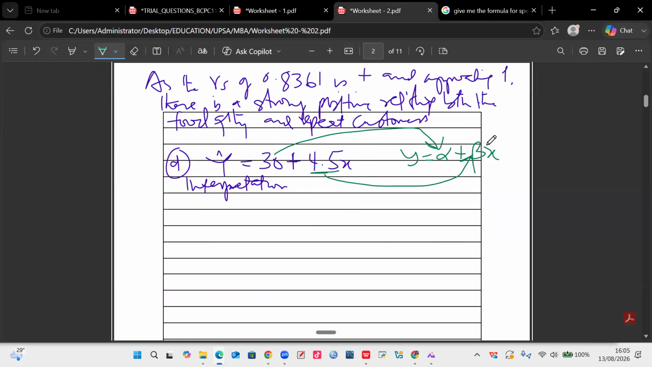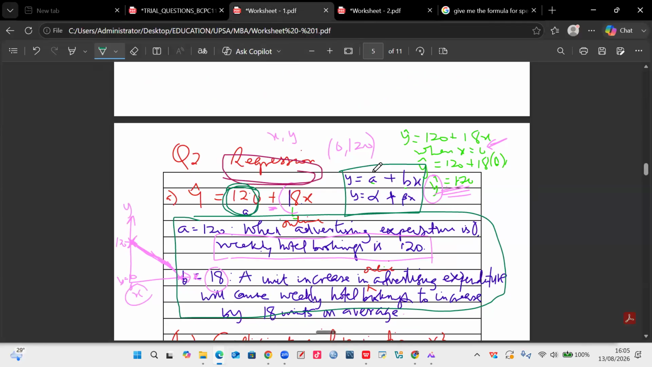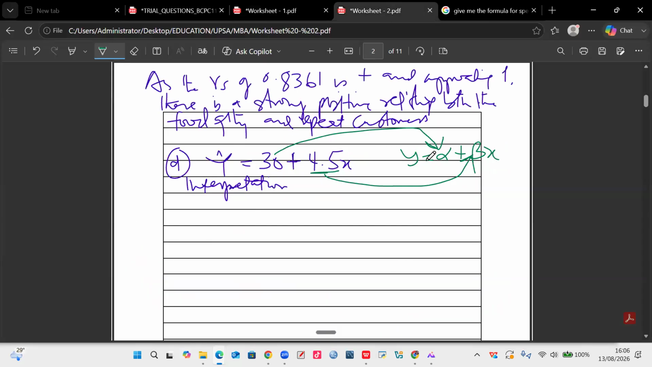Let me use a different variation. Here, I wrote the A here, black, and the B here, black, below the 18. So I can say here, intercept is equal to what? 30. Then you write the interpretation. Or you can say A equals 30, like the first one. So what should we write?